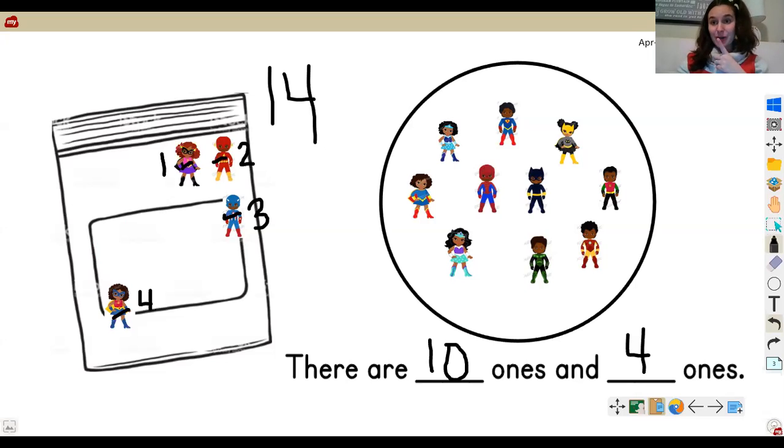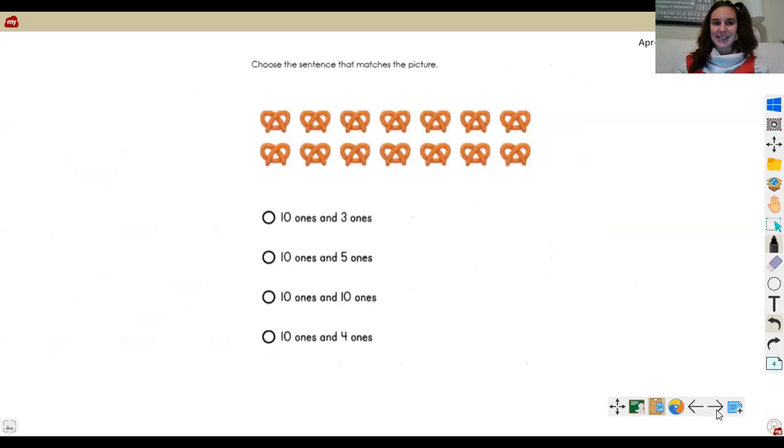Okay, scholars, here's where you're going to need your scratch piece of paper to solve your exit ticket. Now, the exit ticket is asking you to choose the sentence that matches the picture. Go ahead and pause the video right now and answer, and then come back to check your work.